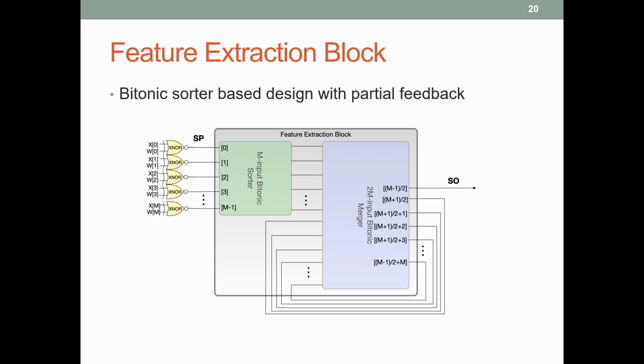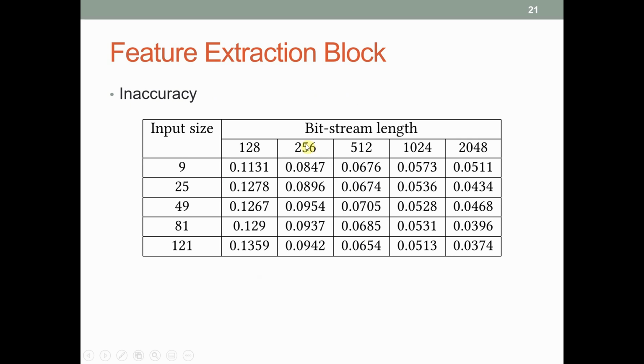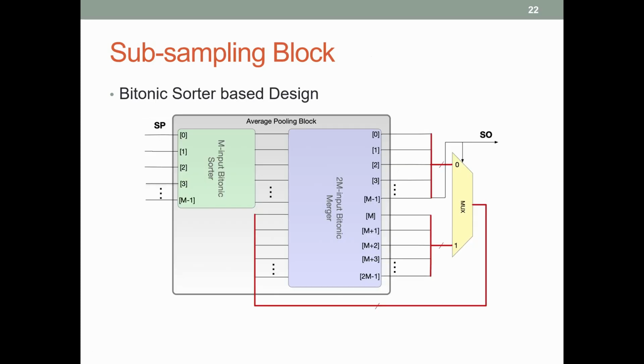The details of why this is equivalent to a multiplication and addition are already shown in the paper, and we are not going to discuss them in detail due to the limited time. We can see the inaccuracy, which is absolute inaccuracy. When the bit stream length increases, the inaccuracy drops. When the input size increases, the inaccuracy also drops in general. This kind of inaccuracy is minor. It is an absolute inaccuracy, and it can be well mitigated after the layers and through the training process.